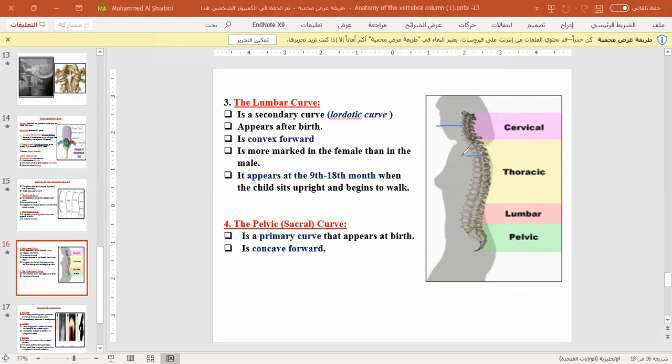So here: secondary, primary, secondary, primary. Convex anterior, convex posterior; here convex anterior, here convex posterior. Very simple and very easy.